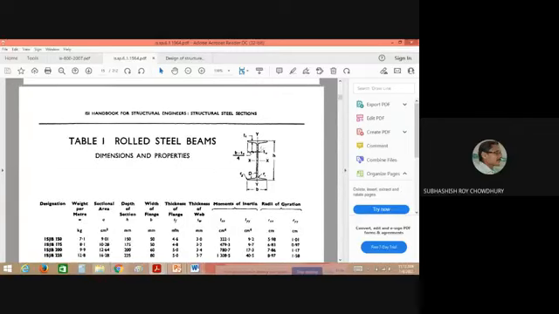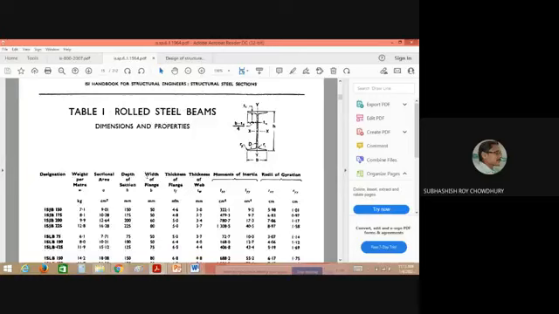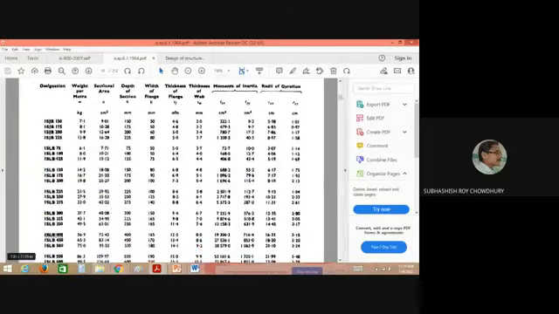Just like the reinforced concrete beam you have seen and designed, but the cross-sectional shape is not rectangular. The cross-sectional shape is of this type. So this is called the rolled steel beam section, actually the I section. For any particular I section, all these parameters are fixed. That means these are standard.